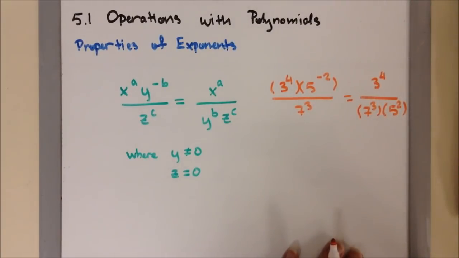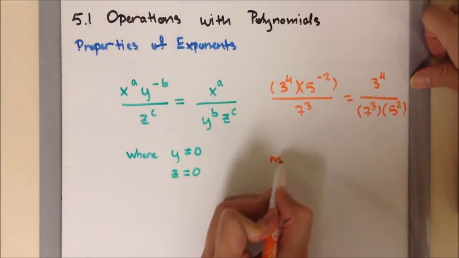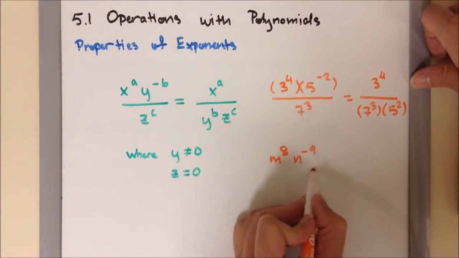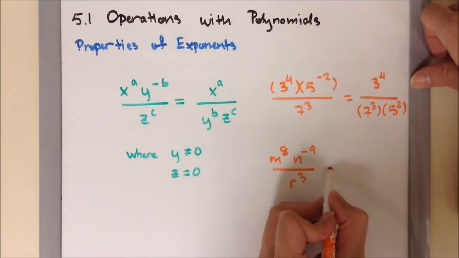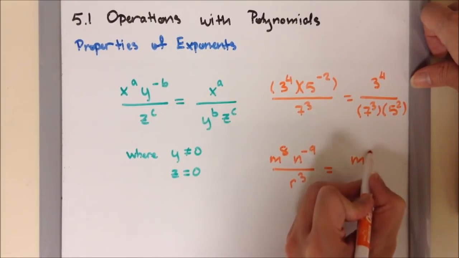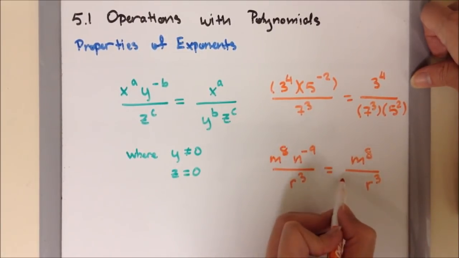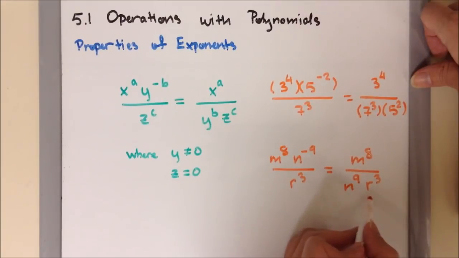Now say that we have variables. For example, m to the 8th power and then n to the negative 9th power over r to the 3rd power. So again, the ones with positive exponents stay where they are. So my m to the 8th will be in the numerator. My r to the 3rd will be in the denominator. And then my n, since it's at the top, switches to the bottom and becomes a positive 9. And I put my variables in alphabetical order. So this will be my final answer for this example.